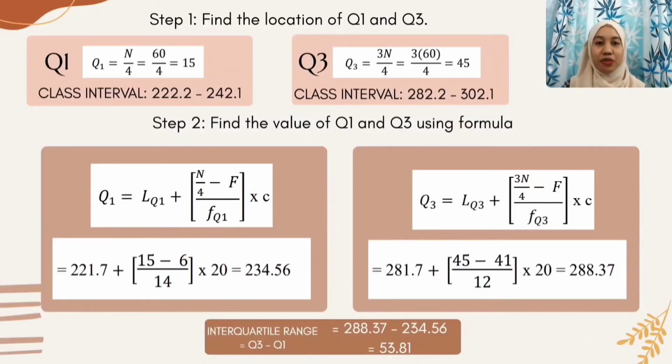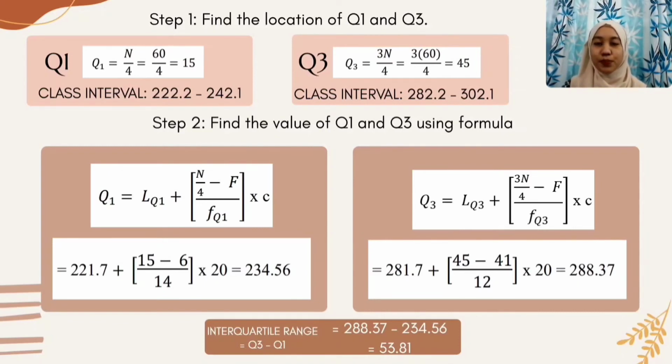The second step is to find the value of the first quartile and third quartile using the formula, where for the first quartile, LQ1 represents the lower class boundary of the first quartile, which is 222.2 minus 0.5 equal to 221.7, plus 15 minus 6, the cumulative frequency before the first quartile, divided by 14, the frequency, multiplied by 20, the class width, equal to 234.56.